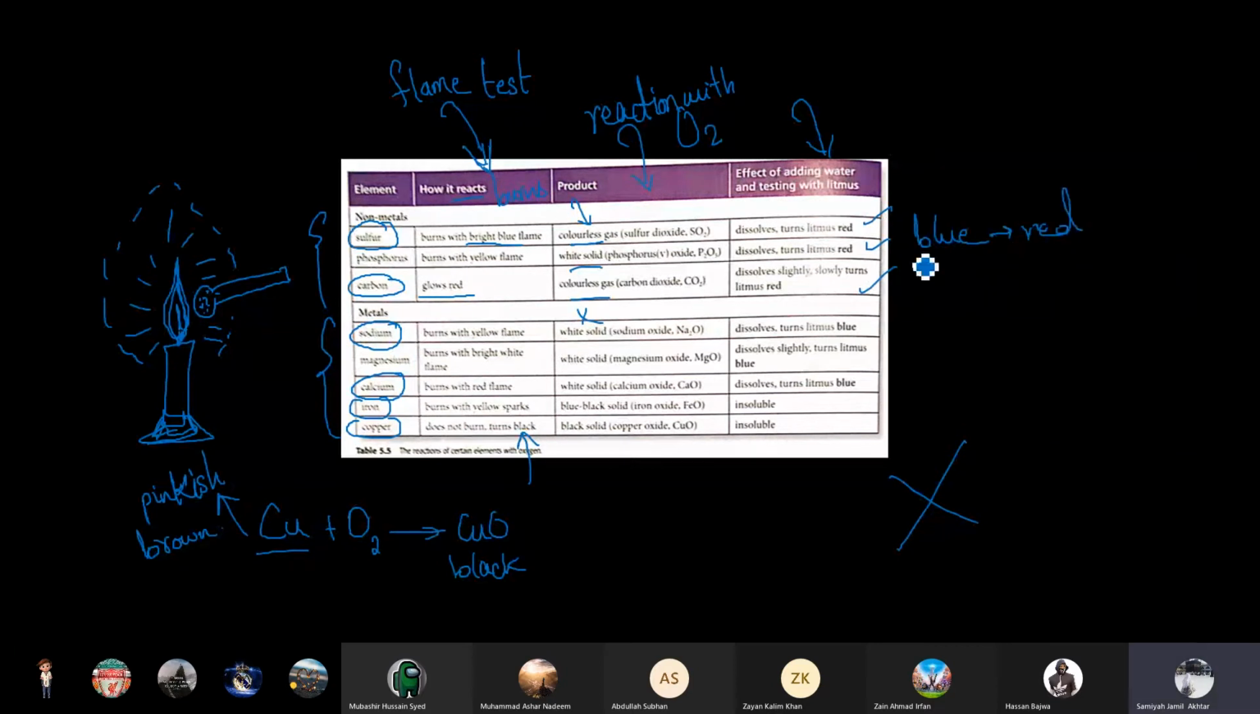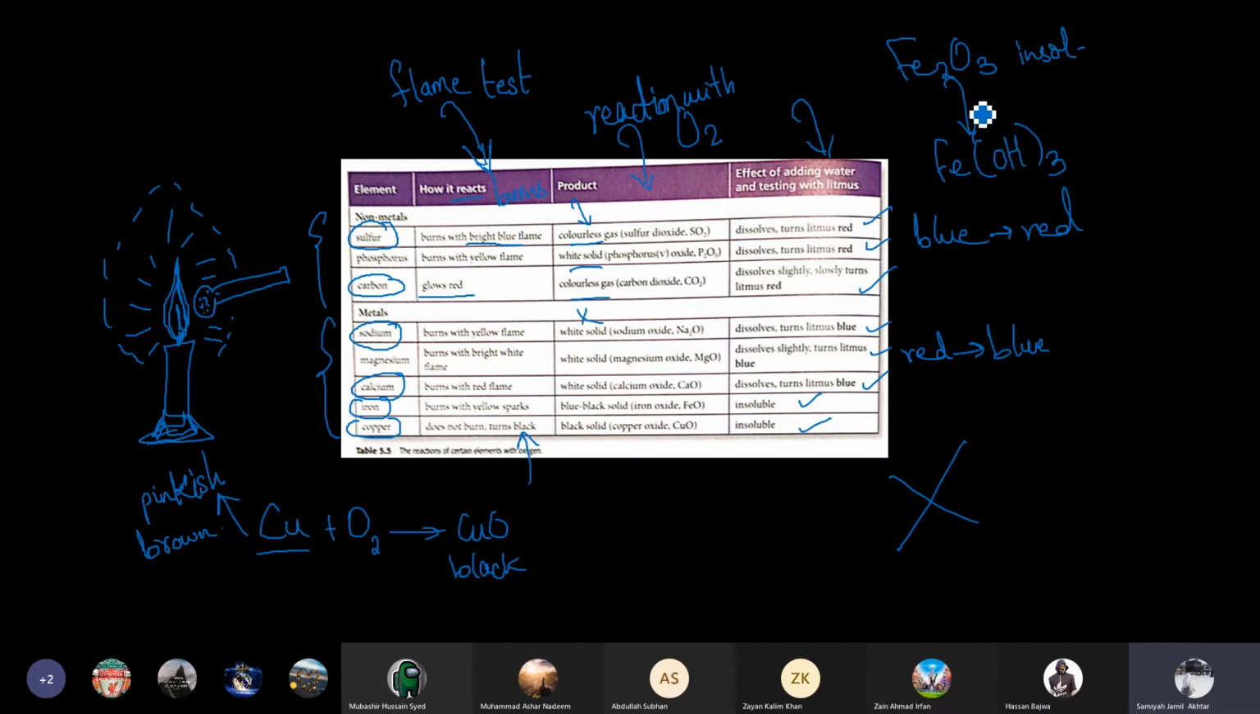Blue to red. And for the metals, the first three, sodium, magnesium, and calcium, they dissolve in water and turn red litmus paper blue. Obviously, because they give alkalis. And the last two, iron and copper, they are insoluble in water. So iron oxide, Fe2O3, it's insoluble. So we can prepare its hydroxide.